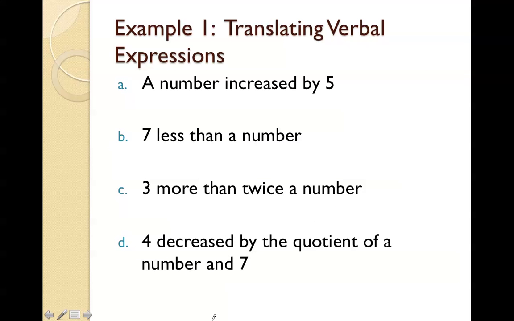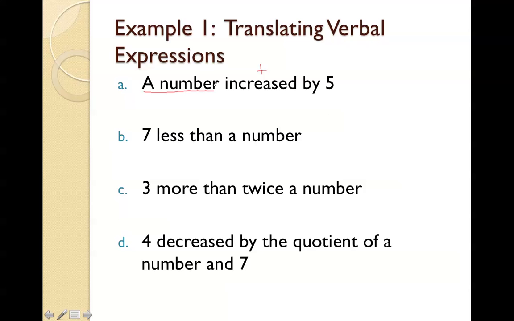Alright, let's look at example 1, translating verbal expressions. Anytime I'm doing this, the first thing I do is I look for my keywords. I have a number, so I'm going to underline that. And this number is increased. Well, if I remember from my words, increased means added. That's addition by the number 5.